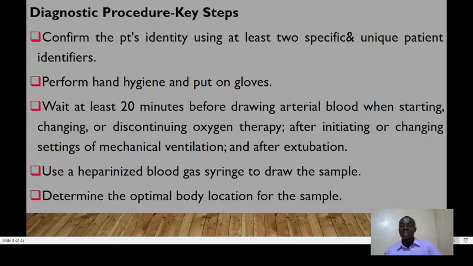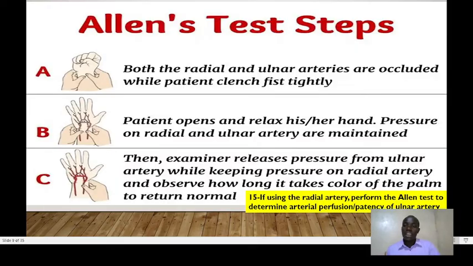In terms of the procedure steps, you first have to confirm the patient identity using the two identifiers that you have mentioned. Then you perform hand hygiene, put on gloves, and wait for about 20 minutes before withdrawing arterial blood. You have to use a heparinized blood gas syringe so as to prevent the blood from clotting, and then determine the optimal body location for the sample.